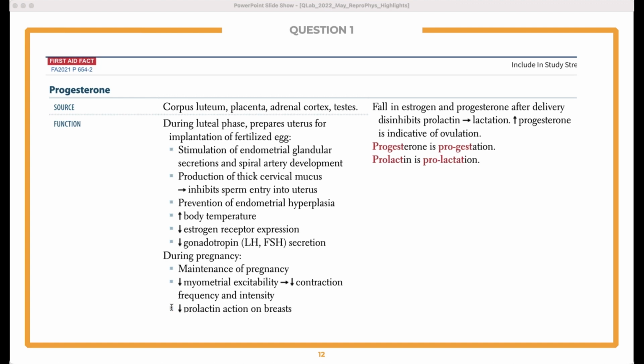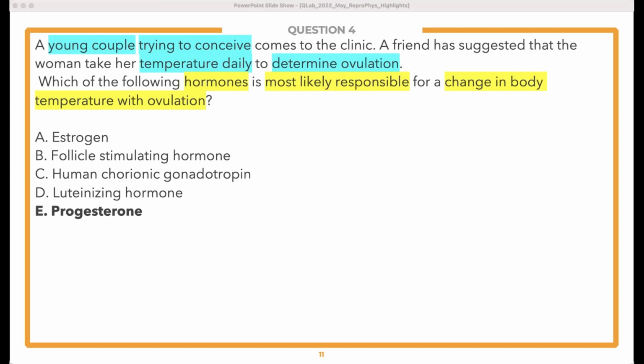Now if we take a look at the other answer choices, we can see that those are incorrect. Answer choice D, luteinizing hormone, this is what causes the surge in that hormone, causes ovulation to occur, but doesn't have an effect on temperature itself. HCG, or answer choice C, has no effect on body temperature. Same with follicle stimulating hormone. And estrogen actually can lower your body temperature.